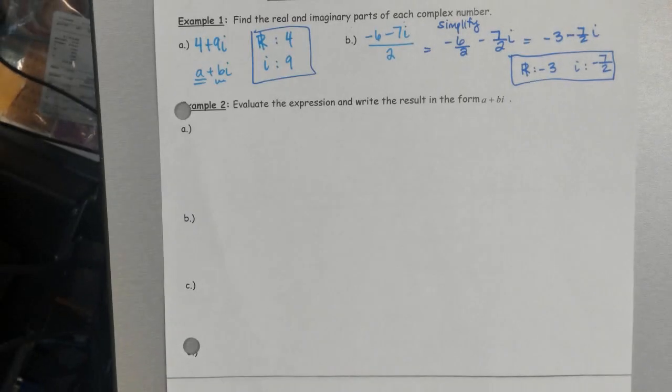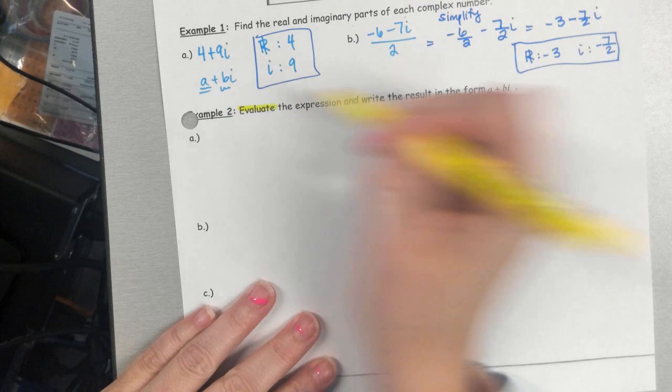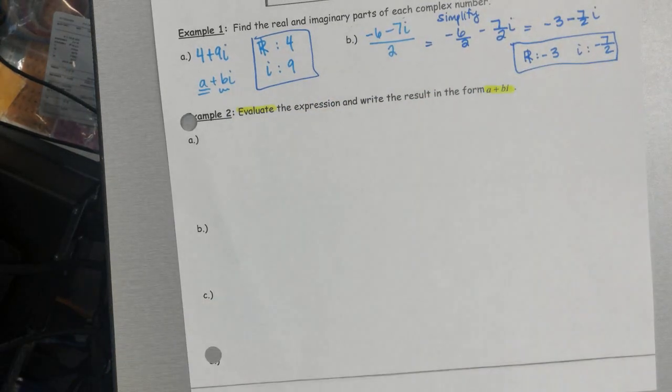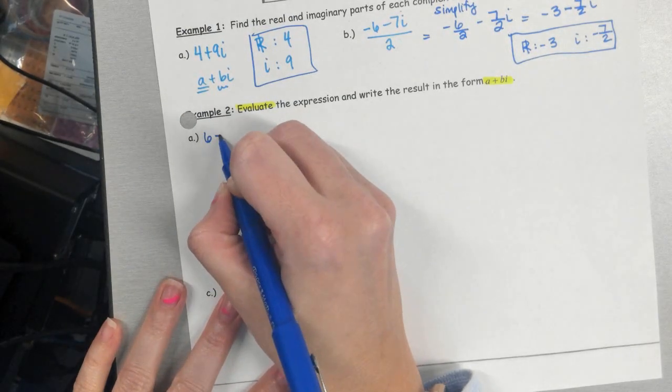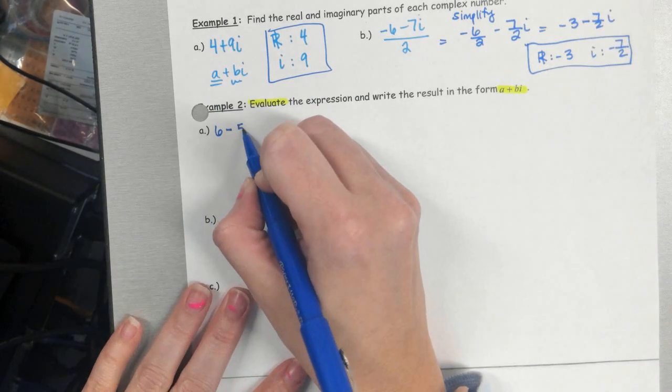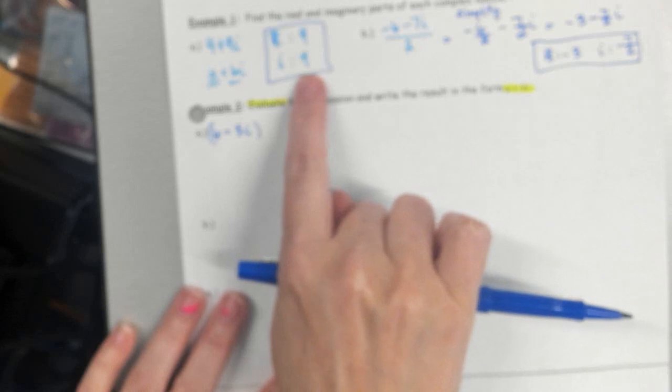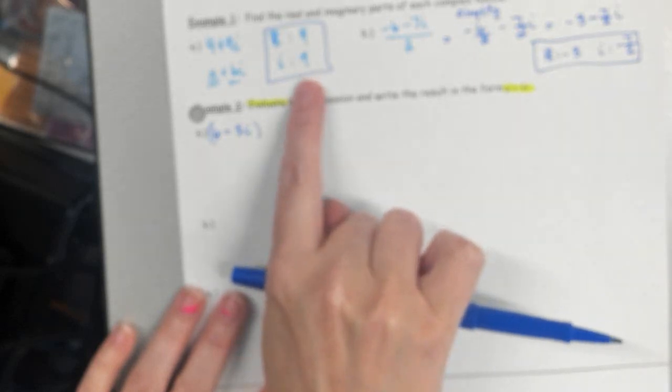Alright, so for example 2, we're going to evaluate the expression, and then again you're going to write the result in this form. So there is addition. When you're adding, you're just going to combine your like terms. So for all of these ones that we're about to do, we have to do what we just did? You're just going to show this step, yeah, just like that. We have to do real and imaginary? Yes, just for those. Okay, so now we're going to move on to the operations.